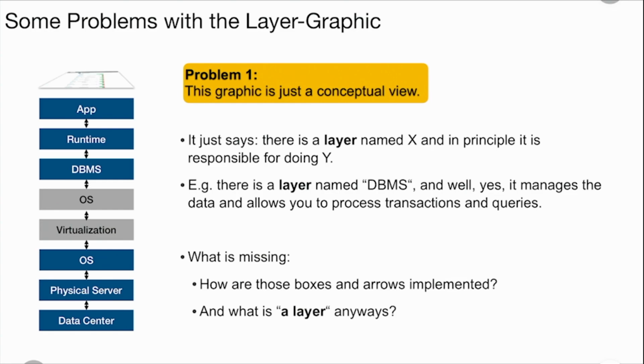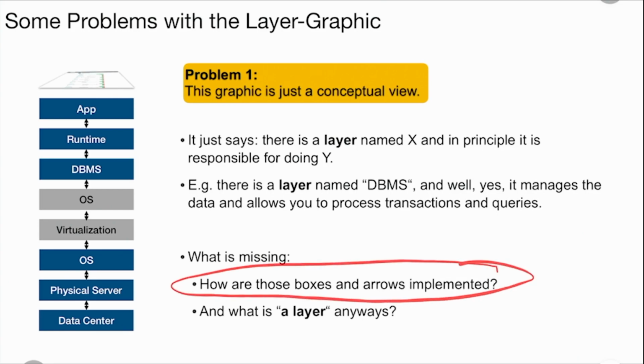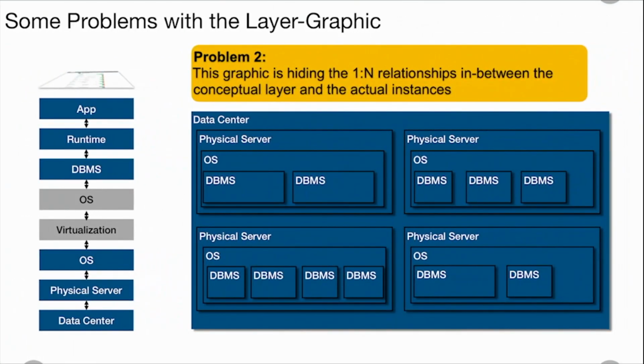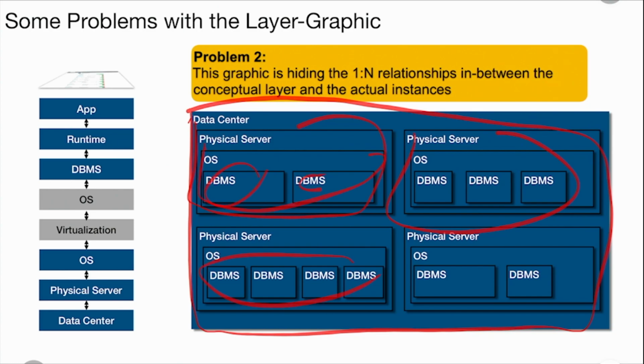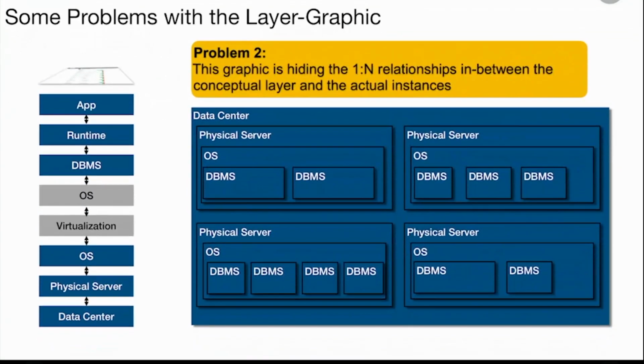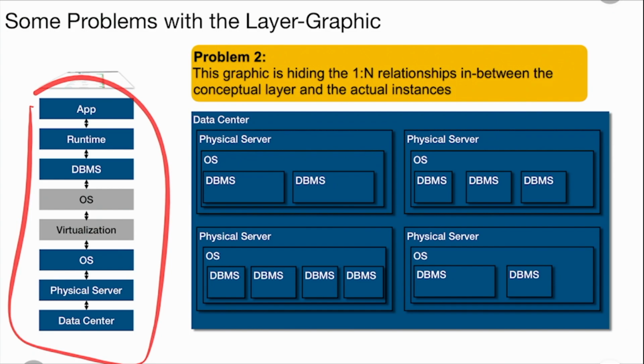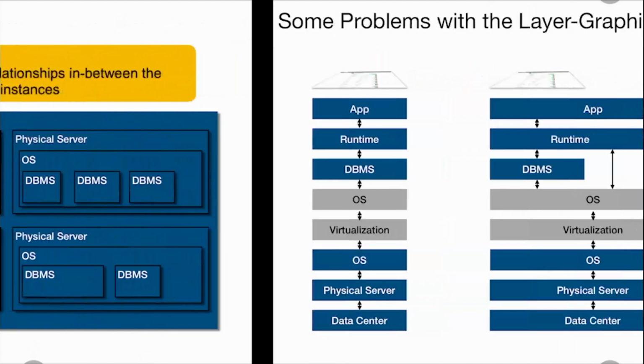So what is missing here is how are the boxes and arrows actually implemented? What is inside such a database box? What is inside an operating system? And how do they communicate? So that's one problem. And the second is the graphic is hiding the one-to-n relationships between the conceptual layers and the actual instances. So if you have a data center, of course, a data center will have multiple physical servers, 4 in this example. On each physical server, you might have one operating system with multiple database systems. Here's 4 database systems. There might be virtualization layers and so forth. So you don't really see that in this graphic on the left here. It all looks like one-to-one relationships, but it's one-to-n relationships typically you will see in these systems.